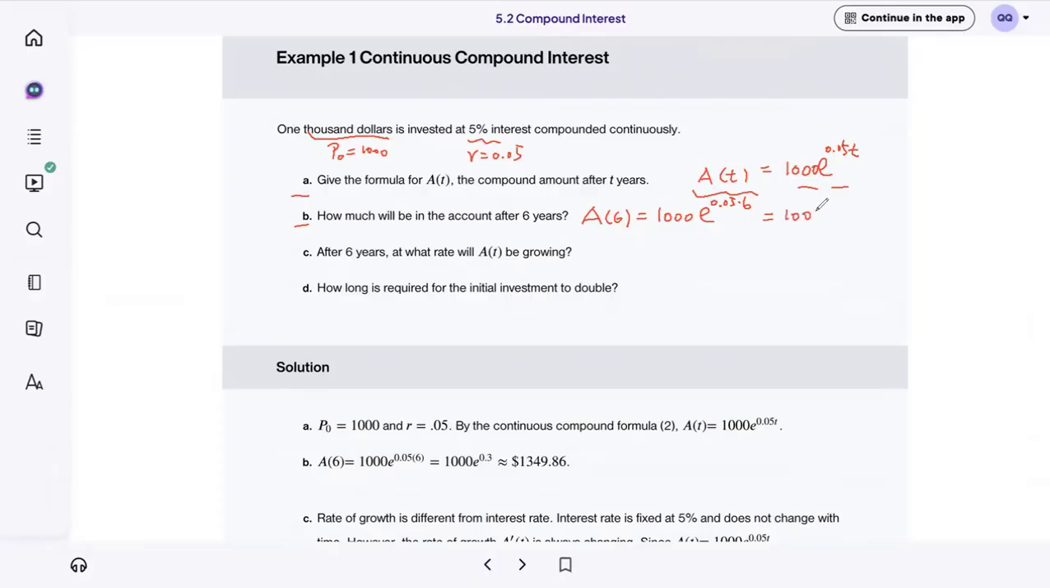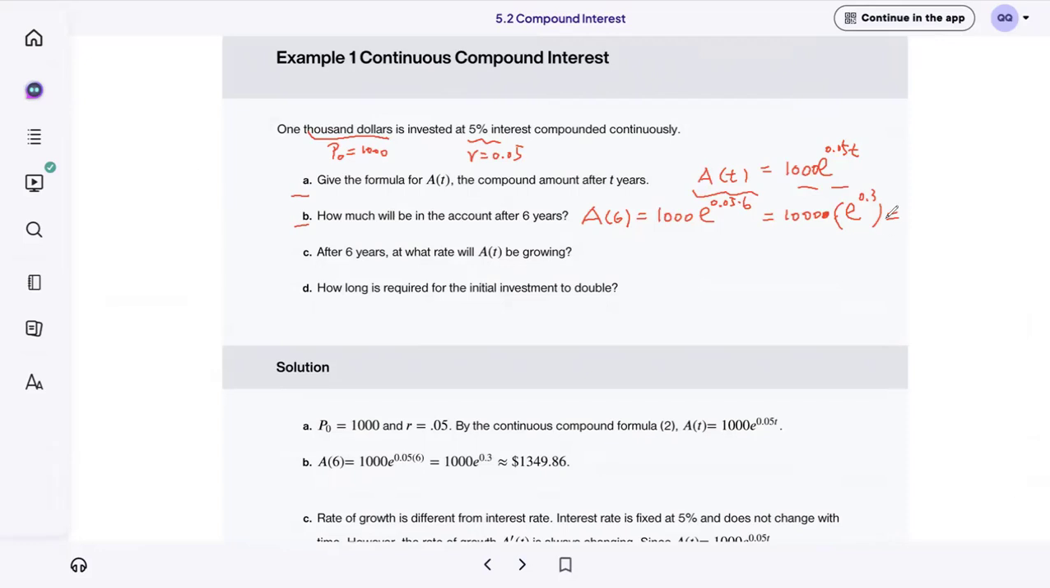Oh, I wrote one more zero. Multiply by 0.05 times 6. 5 times 6 is 30, but we have a decimal point, so E raised to 0.3. When you put this into a calculator, be very careful, okay? You can press 1,000, open parentheses, then E raised to 0.3, or you can calculate E raised to 0.3 first, then multiply by 1,000.